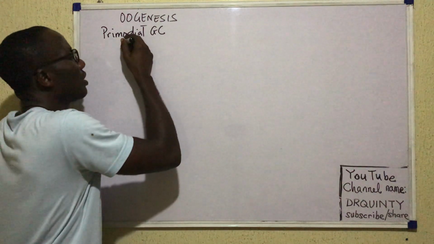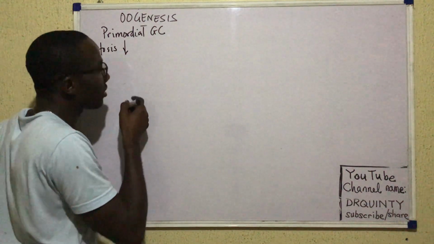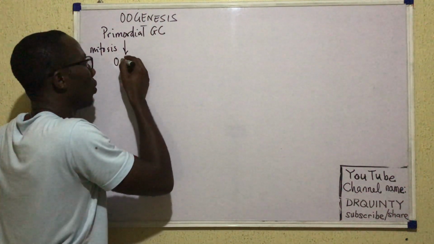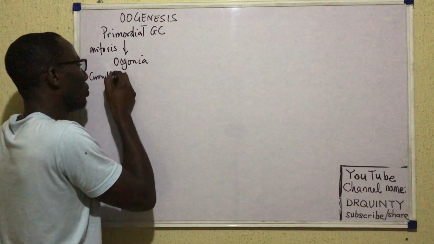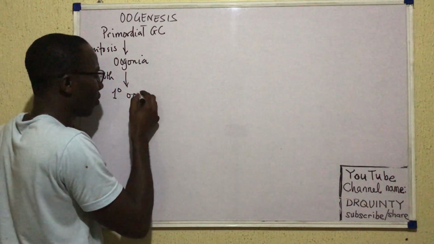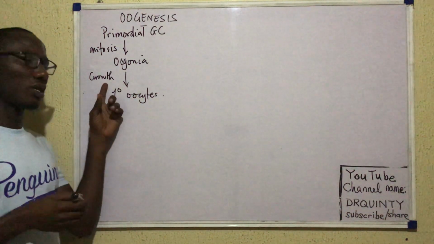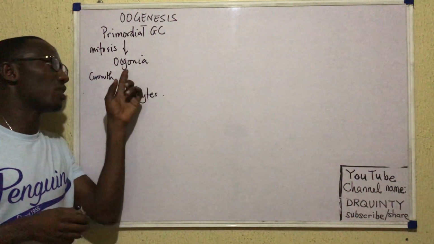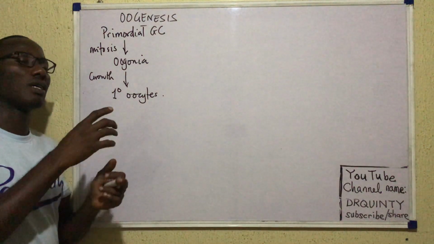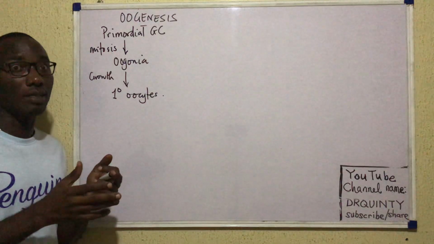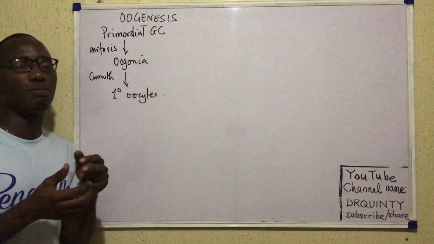So the primordial germ cell, by mitosis, just as occurred in spermatogenesis, becomes what we call oogonia, and then by growth, the oogonia become primary oocytes. Now, this growth is just as it occurred with the spermatogonia in spermatogenesis, but this growth is much more significant, a very large amount of growth, so that the egg cell is many times bigger than the sperm cell.